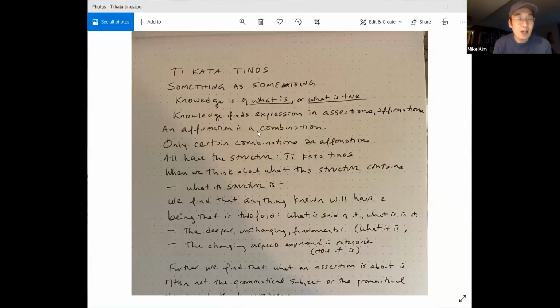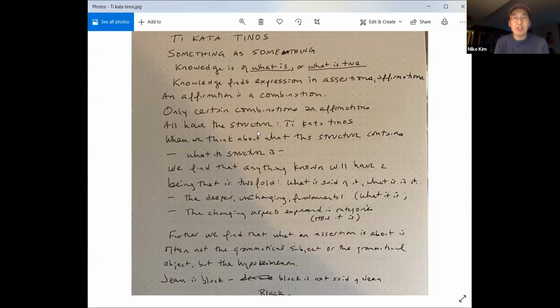No worries. So yeah, knowledge finds expression in assertions and affirmations. Mm-hmm. So then the first thing I thought of, and I'm not saying it's a correct thought, is that what something is, to be something, is a combination, right? Like you can't just say man, right? There has to be a predicate, I guess. Man has two legs or whatever, right?